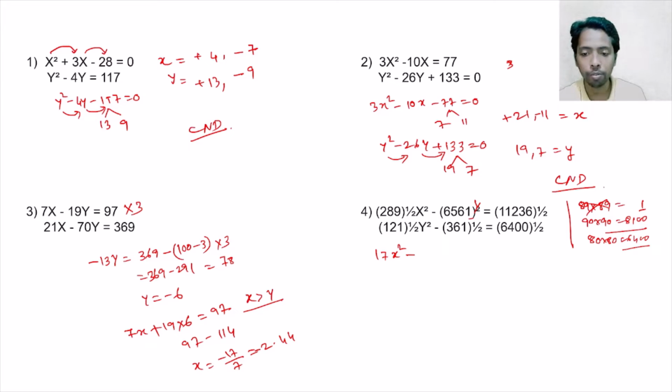80 square is 6400, so 6561 is close to 80 square, which means the root is 81. And this is 11236. Can you recognize this number? It is a very easy number, 106 into 106. What's the way to multiply this particular number?